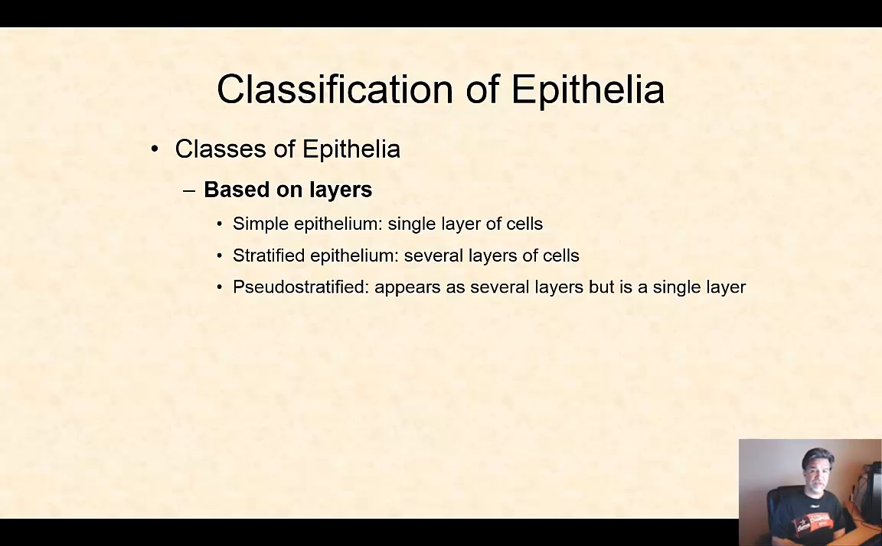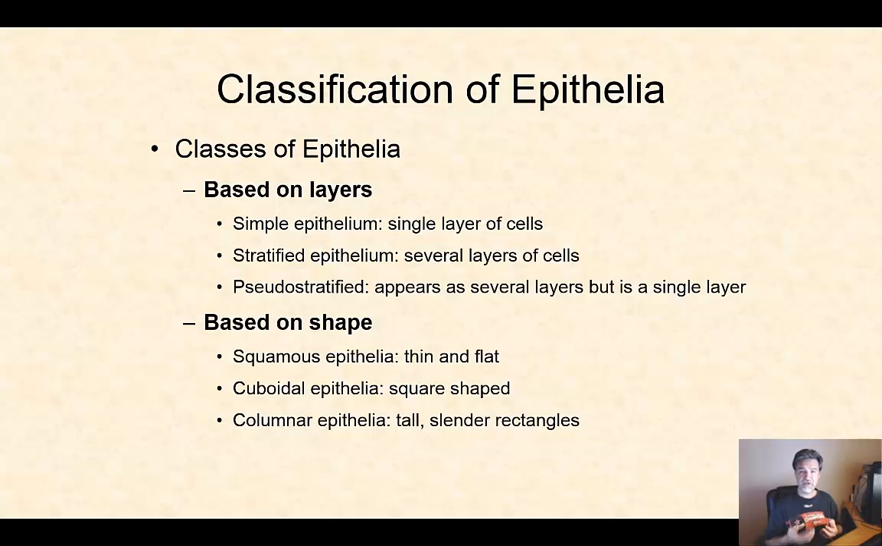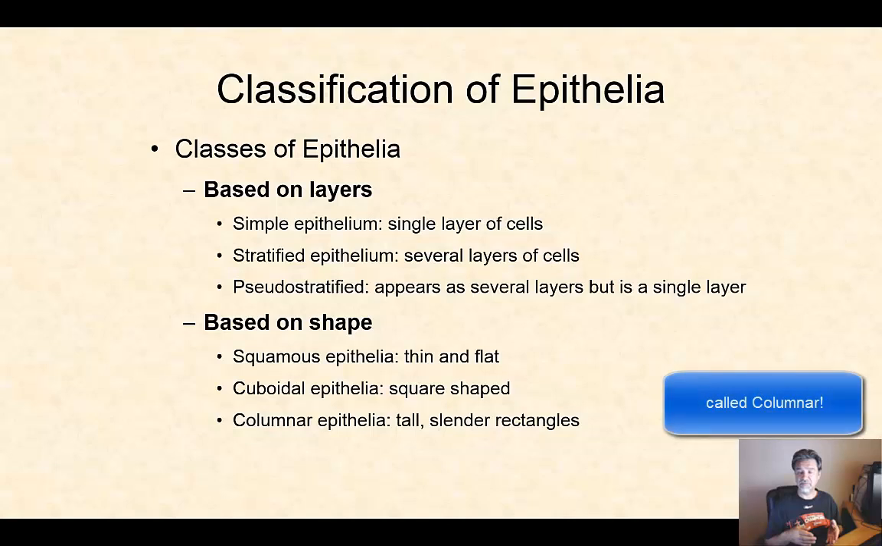Now, the other way we can classify epithelial tissue is by cell shape. And in this regard, we can have irregularly shaped cells that are called squamous. We can have cells that appear squarish. They are called cuboidal. And then the cell types that appear rectangular.